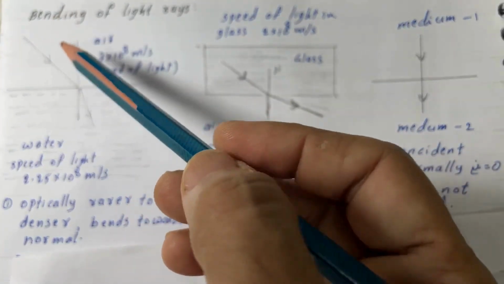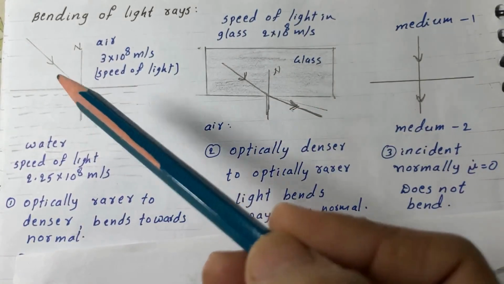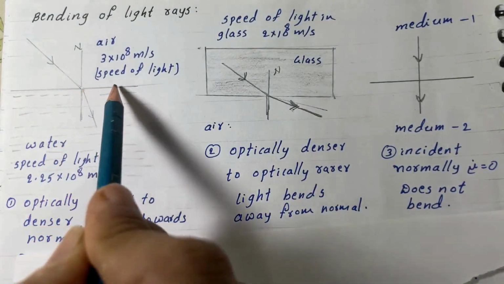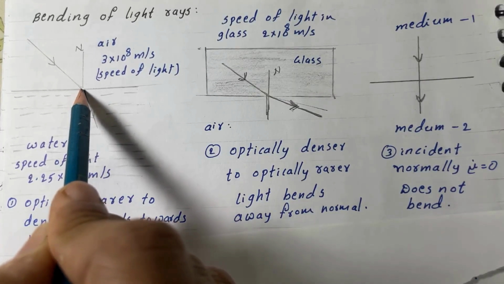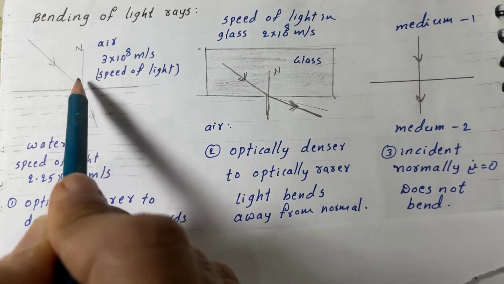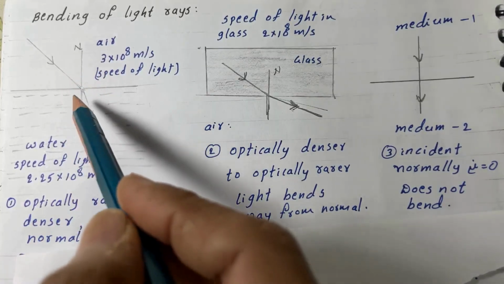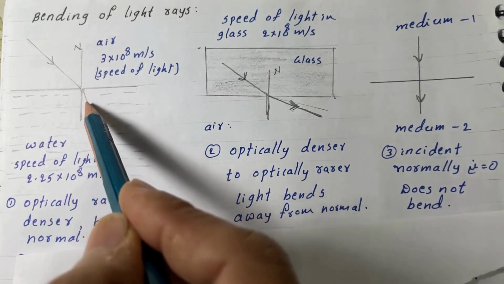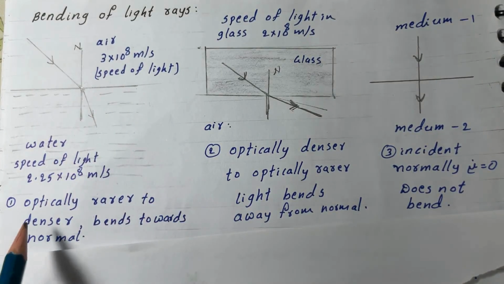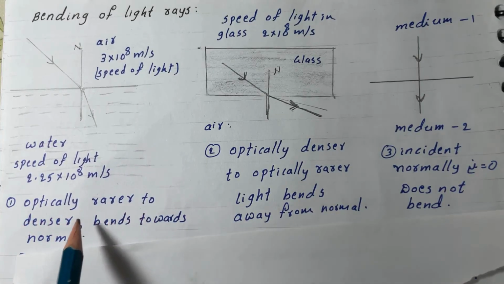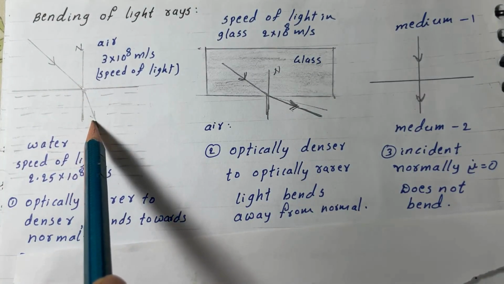So, now light is traveling from the optically rarer medium to the denser medium, and this is the separation of the two media, and this is the point of incidence of light. At this point, draw a normal, then the light ray bends towards the normal. So, when light travels from optically rarer to denser, it bends towards the normal.